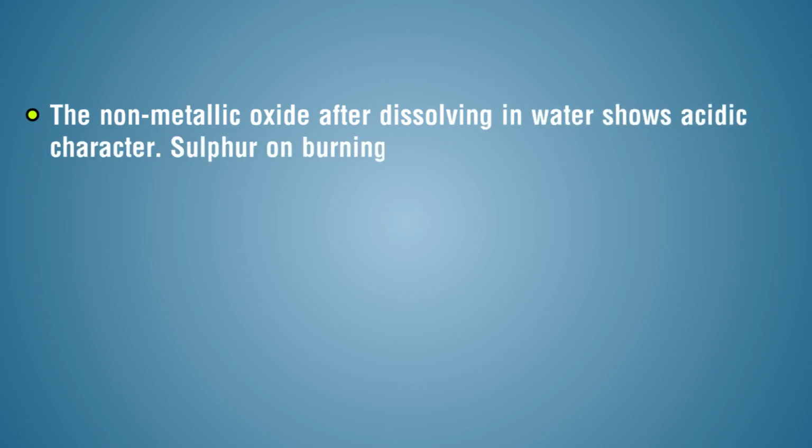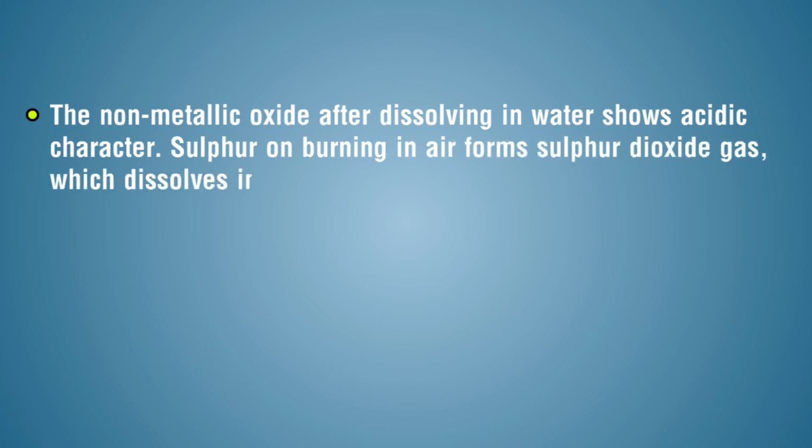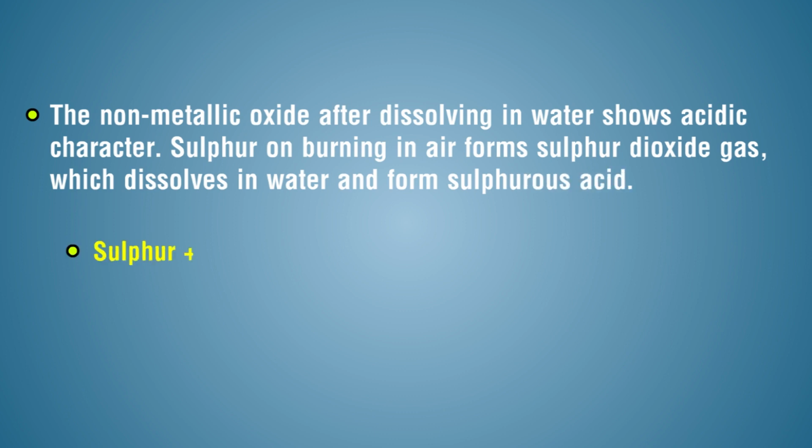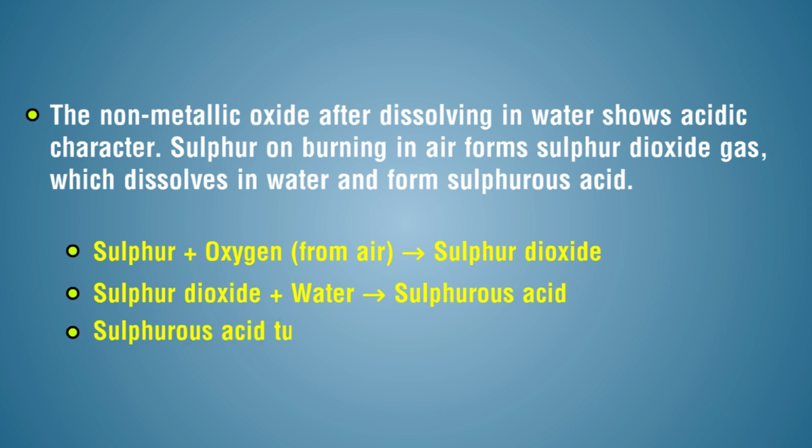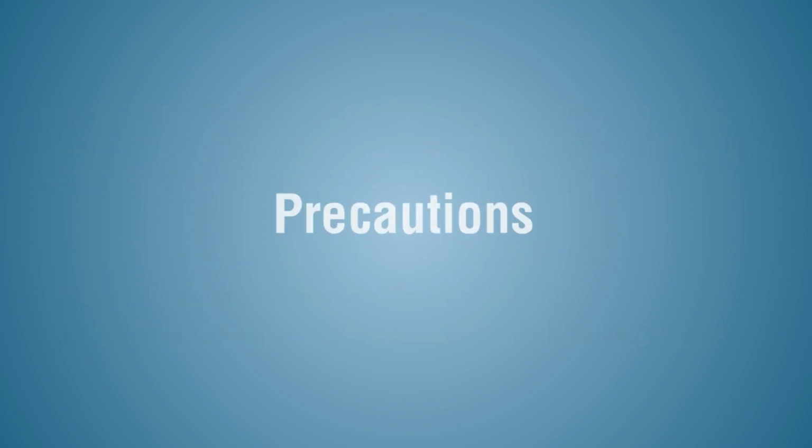Sulfur, on burning in air, forms sulfur dioxide gas, which dissolves in water and forms sulfurous acid. Sulfur plus oxygen from air give sulfur dioxide. Sulfur dioxide plus water give sulfurous acid. Sulfurous acid turns the color of blue litmus paper red.